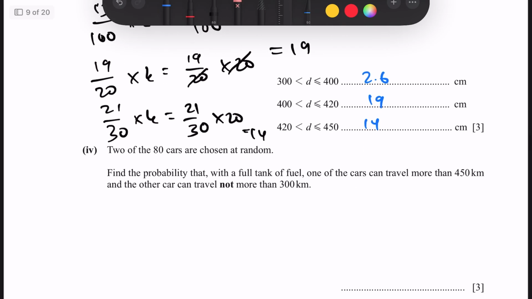Now it says that 2 of the 80 cars are chosen at random. Find the probability that with a full tank of fuel, one of the cars can travel more than 450 kilometers and the other car can travel not more than 300. This means that we first choose 2 of the 80 cars. So let's first find the odds of finding a car that can travel more than 450 kilometers.